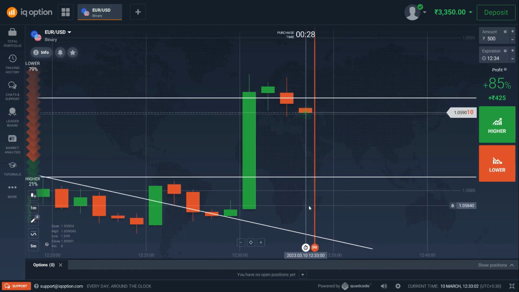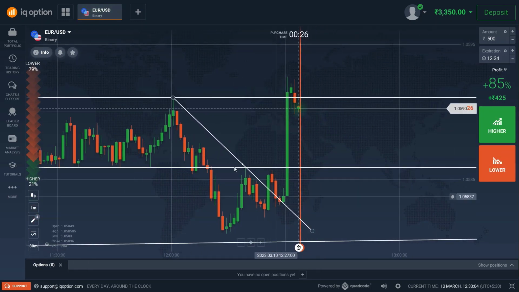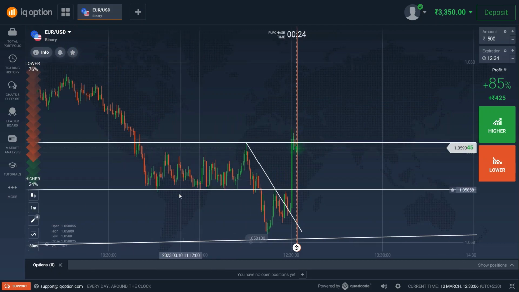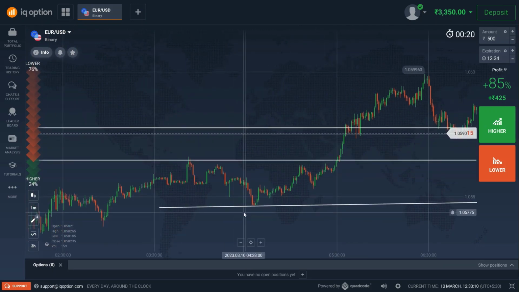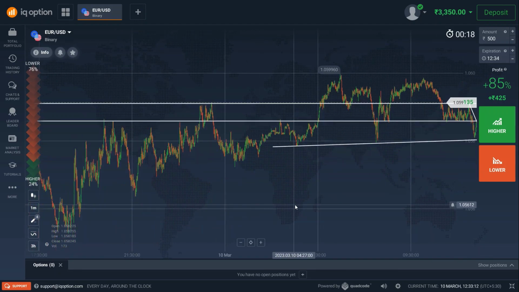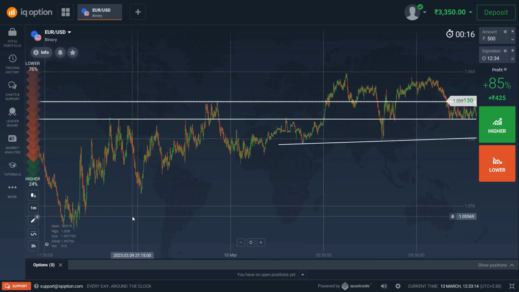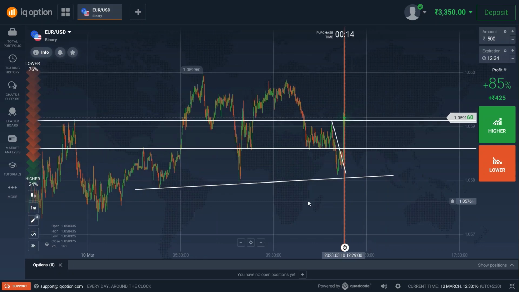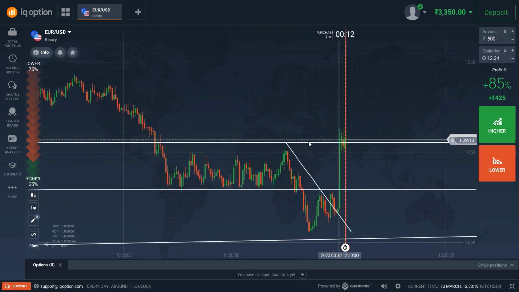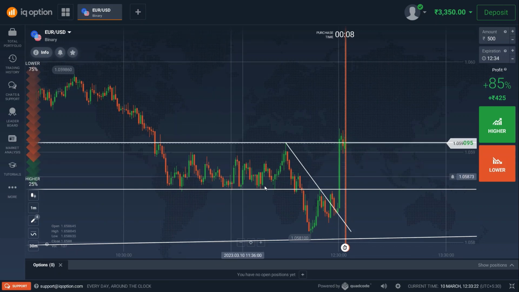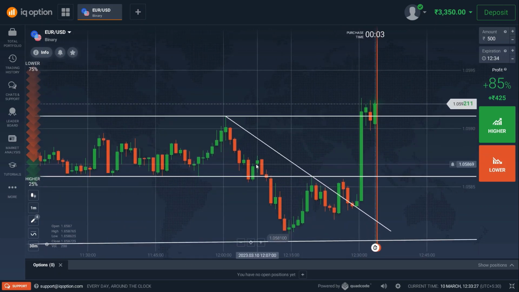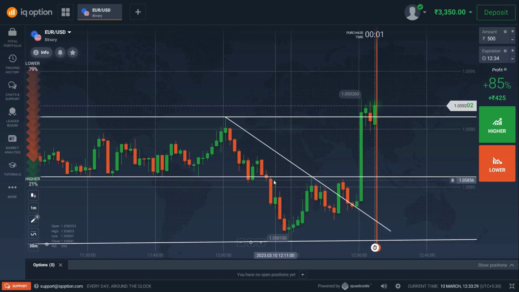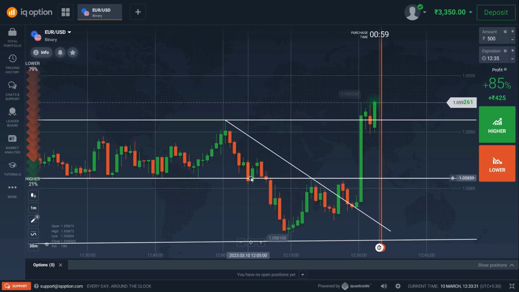So let me explain you the setup once again. As I told you, the major trend of the market is an uptrend. You can see the major trend is an uptrend, and when we entered we were somewhere around this area, and I told you that the market is moving sideways and we can find a breakout in either direction. So we did have a trade opportunity to take a trade here.